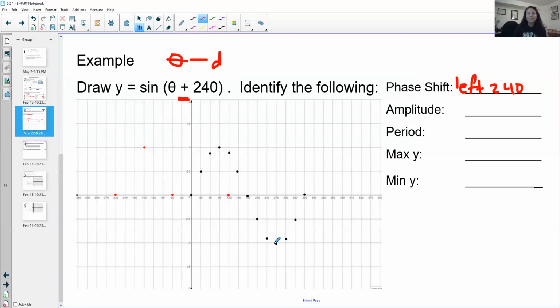Oh, I forgot this one down here. 270 minus 240 is at 30. There we go. So those are my 5 main points, 1, 2, 3, 4, and 5. I have shifted it left 240 degrees, and you've got your graph. I'm just putting in some other dots so you can see it a little bit clearer. I'll do my best to draw, so connect your dots now and make a really pretty curve.